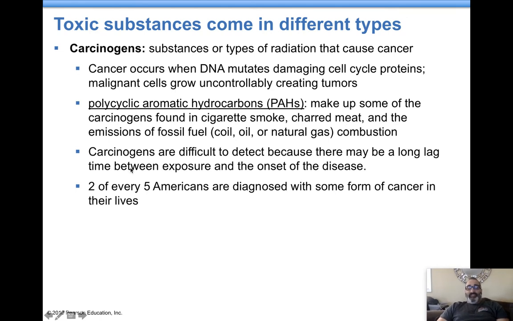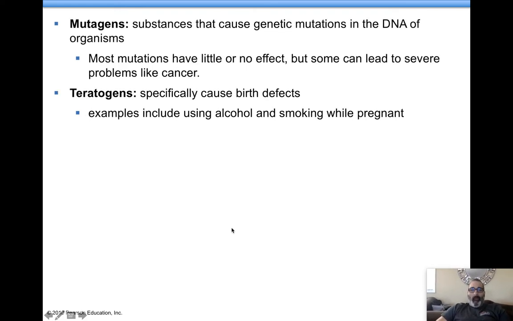The problem with carcinogens is you may be exposed to them now and you may develop cancer years later. It's very hard to detect carcinogens. I remember when I was in college, my instructor told me 30% of the people on the planet are going to be dealing with cancer at some point in their lives. Your book says 2 out of every 5 Americans. According to our textbook now, about 40% of Americans are going to be dealing with cancer at some point in their lives. It's a very high number if you really think about it.